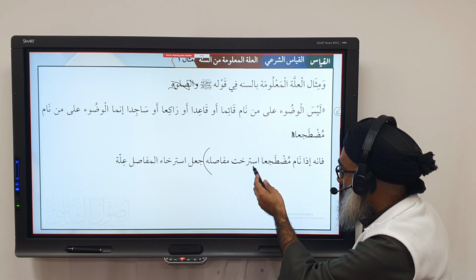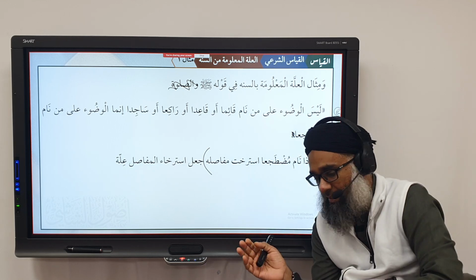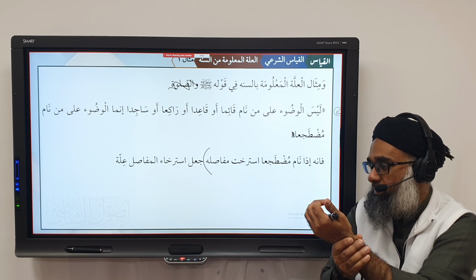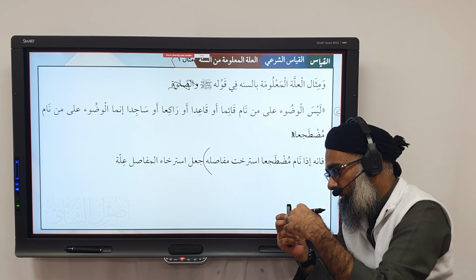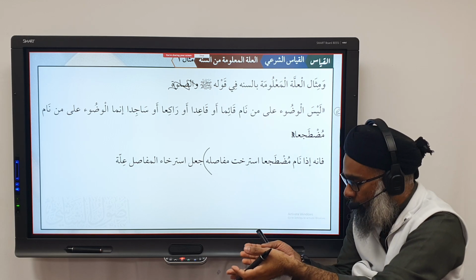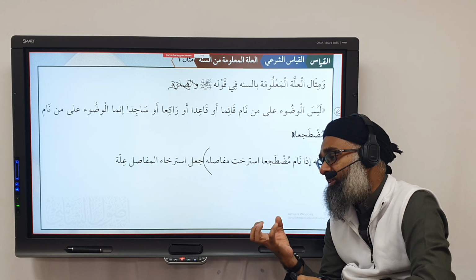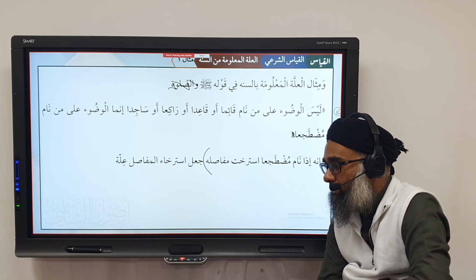فإنه إذا نام مستجعا, when he sleeps lying down flat on your back, استرخت مفاصله, your mafasil, your body joints become what? Loose. When your body joints become loose, then what happens? You have no control over your body. So the same way your eyes become loose, your hands become loose, the muscles of your buttocks become loose. So therefore wind can pass and you will not be aware of what happened.